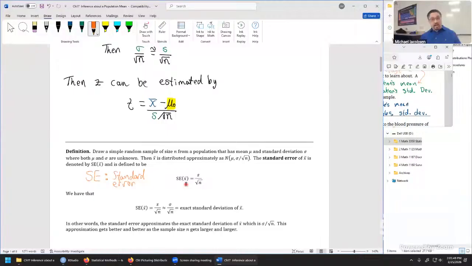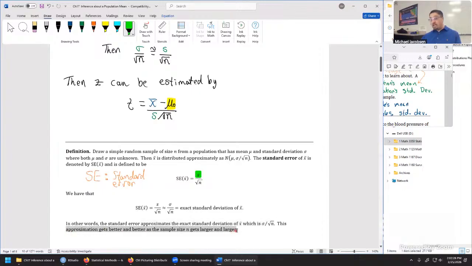It could be standard error of p hat, the sample's proportion, or it could be the standard error of X bar 1 minus X bar 2, the mean from two independent samples, and so on. So we'll often be just referring to SE for standard error. We take the sample standard deviation, divide by the square root of n. We get that approximation like we mentioned above in the notes. And the standard error approximates the exact standard deviation of X bar, which is sigma over root n.